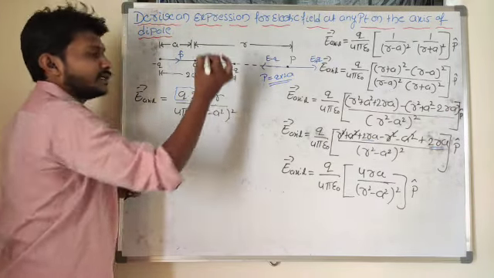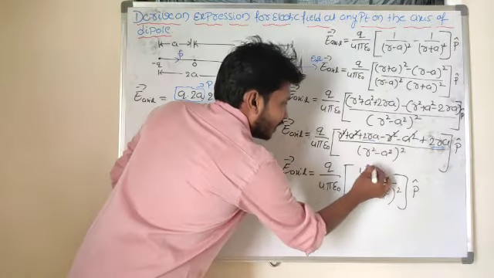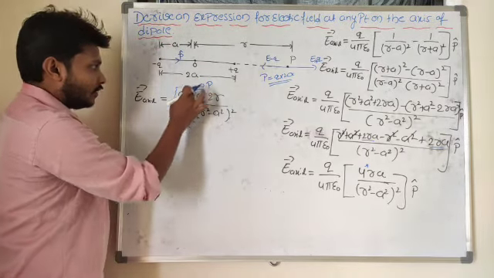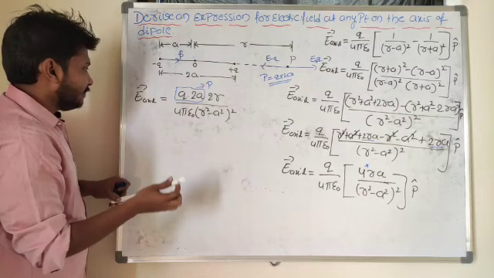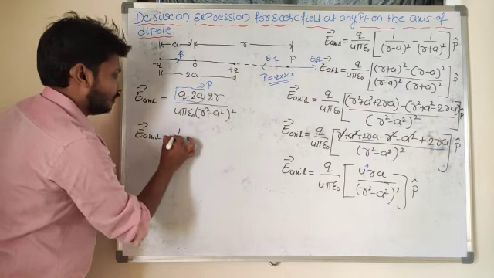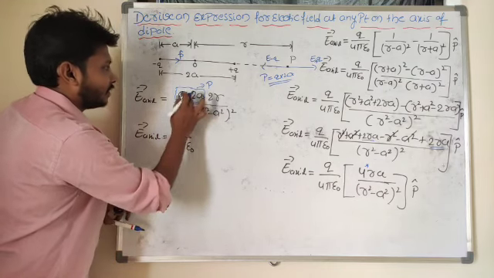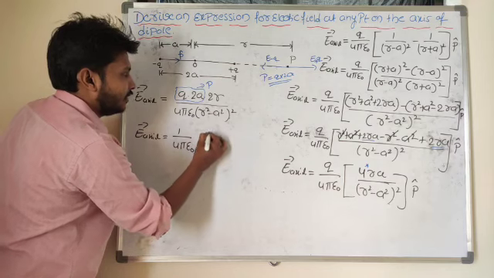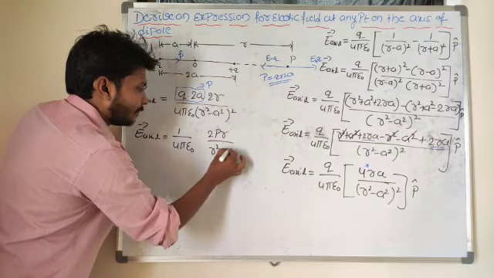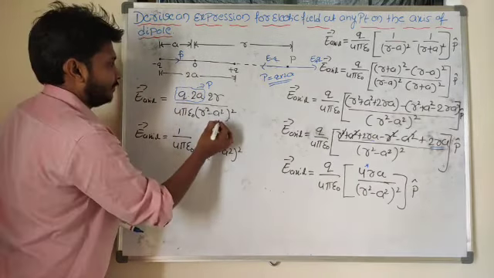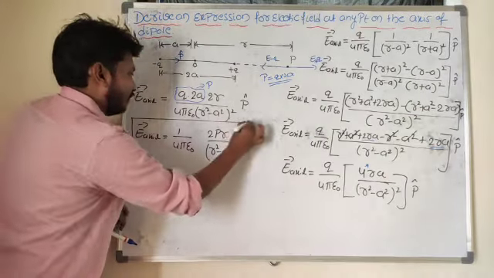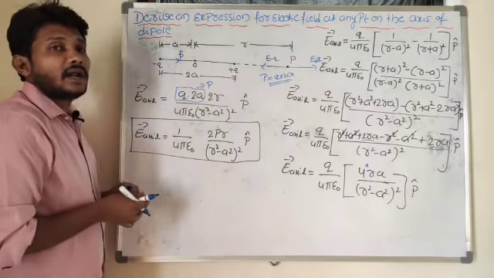Shall I take this as p here? Why? Because 4ra I will split into 2 into 2, so q into 2a into 2r. Q into 2a I will take as the dipole moment. So the final equation: 1 by 4 pi epsilon naught, q into 2a is p, so that is 2pr divided by (r square minus a square) whole square, into p cap. This is the required equation for electric field strength due to a dipole at an axial point.